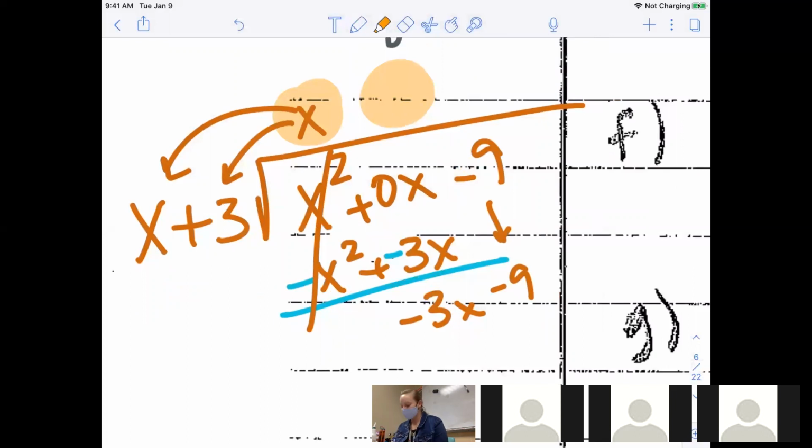Now what do I multiply times x to get negative 3x? Negative 3. Multiply negative 3x. Negative 3 times positive 3 is negative 9. Ooh, this is going to work out nicely. I change my signs. Oh, the 3's and the 9's cancel.